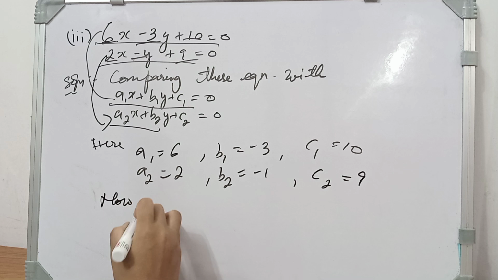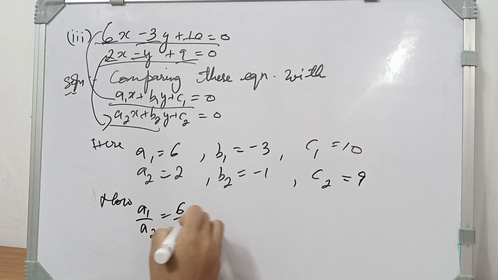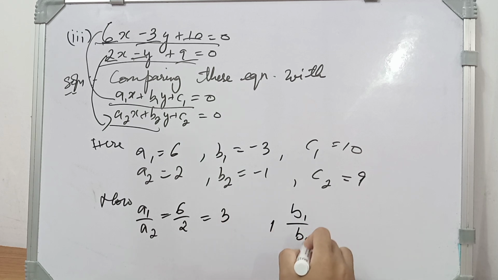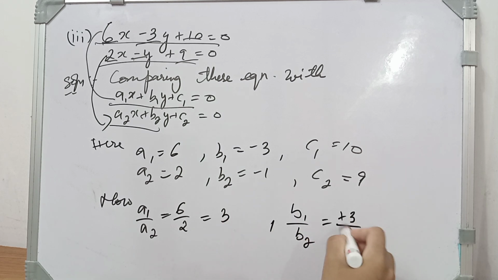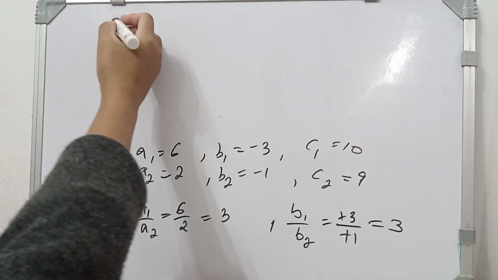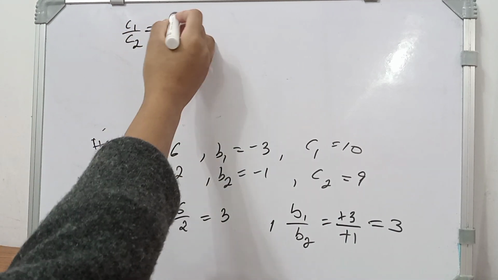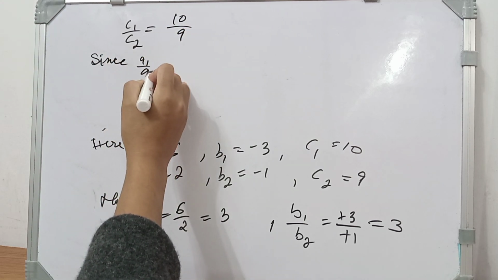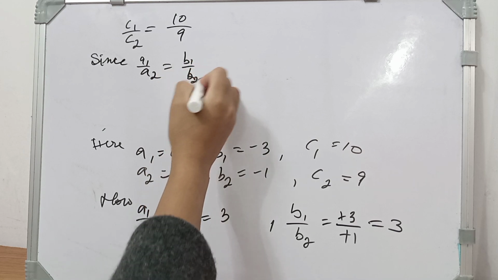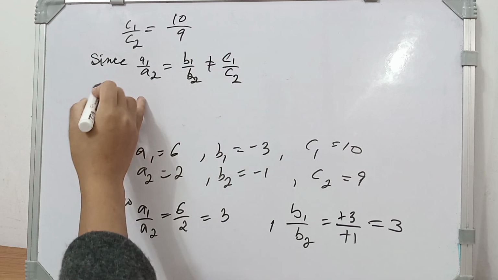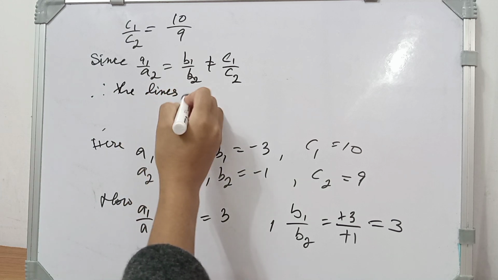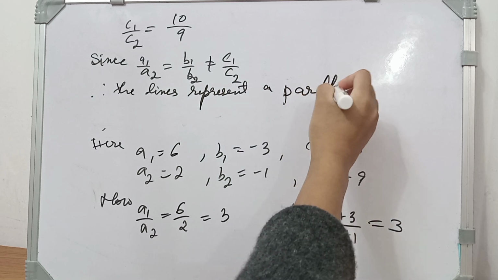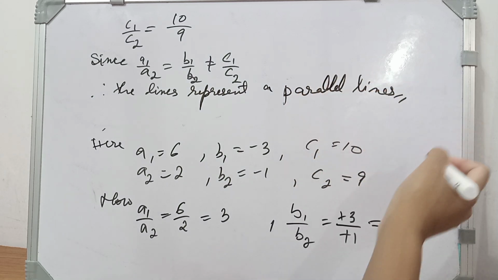So now a1 by a2 is 6 by 2. 6 divided by 2 is 3. Then b1 by b2 is minus 3 by minus 1, the minus cancels, so it is 3. And c1 by c2 is 10 by 9. Here a1 by a2 is equal to b1 by b2 but not equal to c1 by c2. Therefore the lines represent a parallel line. Okay, we give the answer.